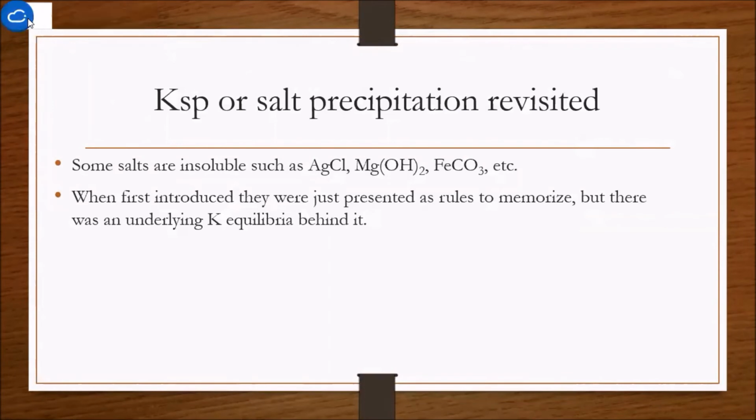Okay. The last topic we'll talk about is KSP, or salt precipitation. This KSP stands for solubility product. So some salts, as we know, are insoluble. Silver chloride, magnesium hydroxide, iron carbonate, all these guys, not super soluble. We first introduced this in general chemistry as rules. You say, well, chlorides, bromides, and all halides are soluble except for with silver, mercury, and lead. And you had a chart, and there's some stuff behind it. But you were just like, oh, if I've learned this fact, I know if it's soluble or not. Well, there's actually a K expression behind this, so you can mathematically predict how soluble something is.